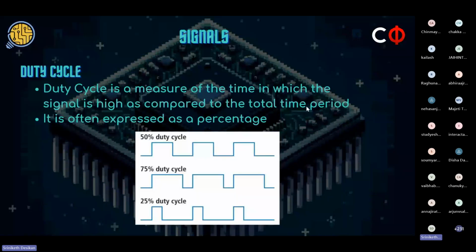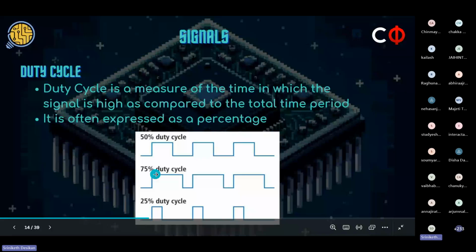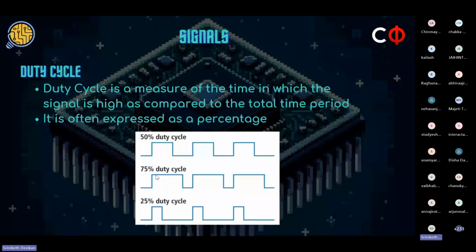Duty cycle is a concept defined for digital signals, and it's a measure of the time in which the signal is high as compared to the total time period. So in this image, as you can see, this signal has a 50% duty cycle. It's on for 50% of the time, and it's off for the rest. Duty cycle is often expressed as a percentage of this value. And as you can see, this signal has a slightly higher duty cycle as it's high for a much longer time. I hope you have an idea of what a duty cycle is.